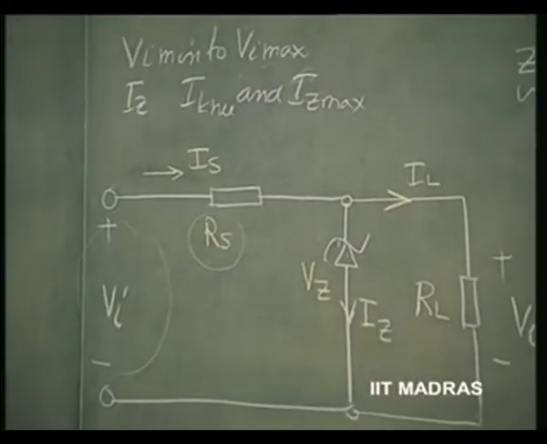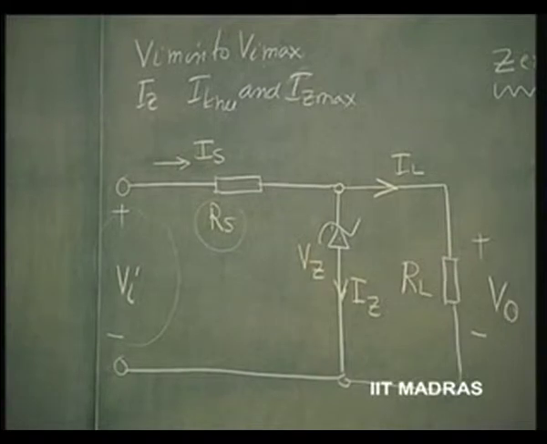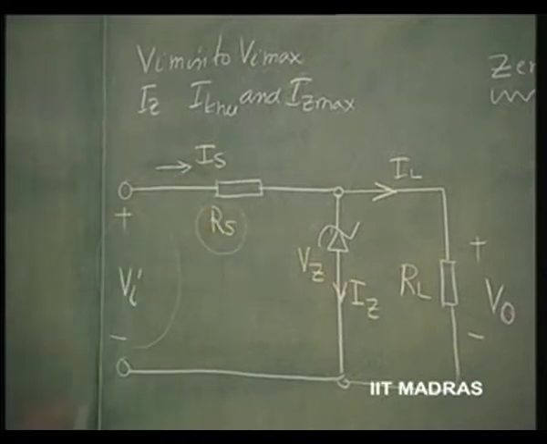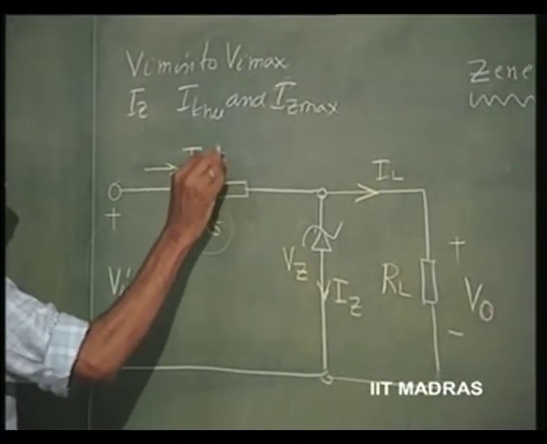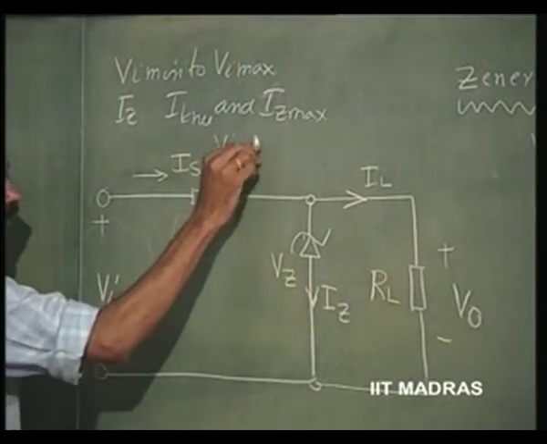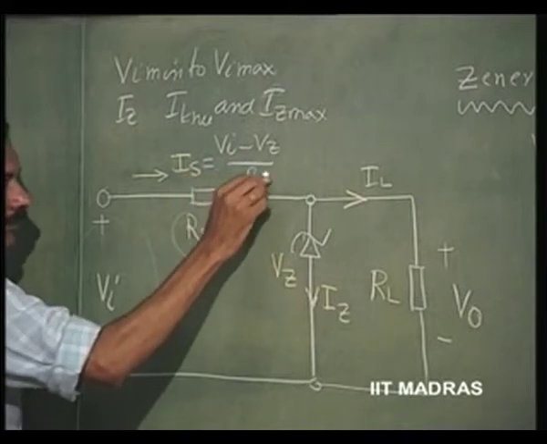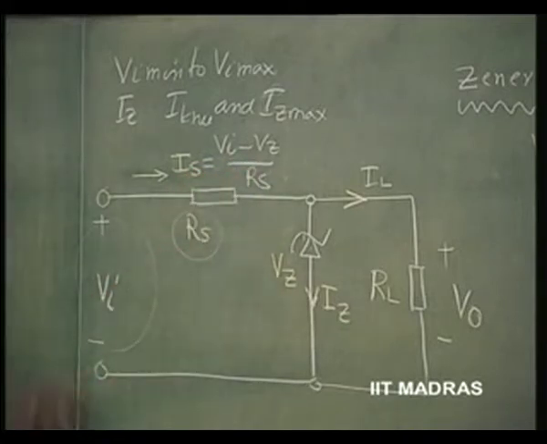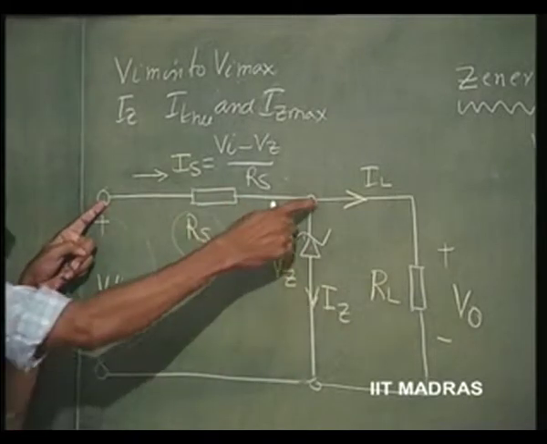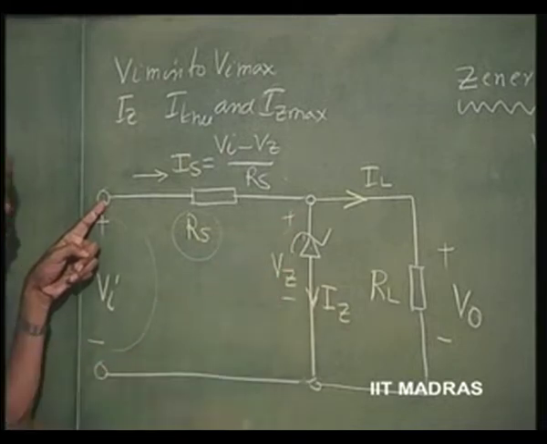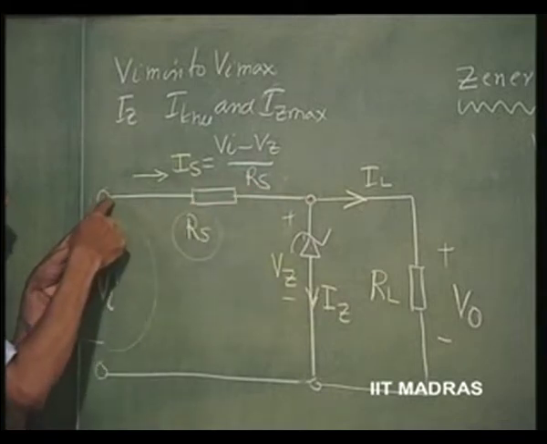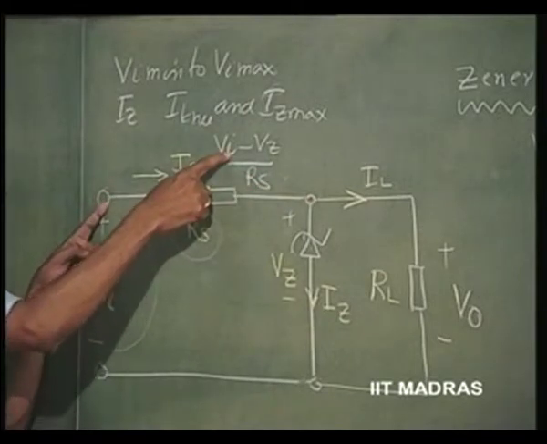Now, you might wonder why it should vary. We know that V I varies from V I minimum to V I max. That means the current I S, which is nothing but V I, this voltage, minus V Z, divided by R S. So, this is V I, this voltage, this is V Z. Therefore, the voltage across R S is V I minus V Z, divided by R S.